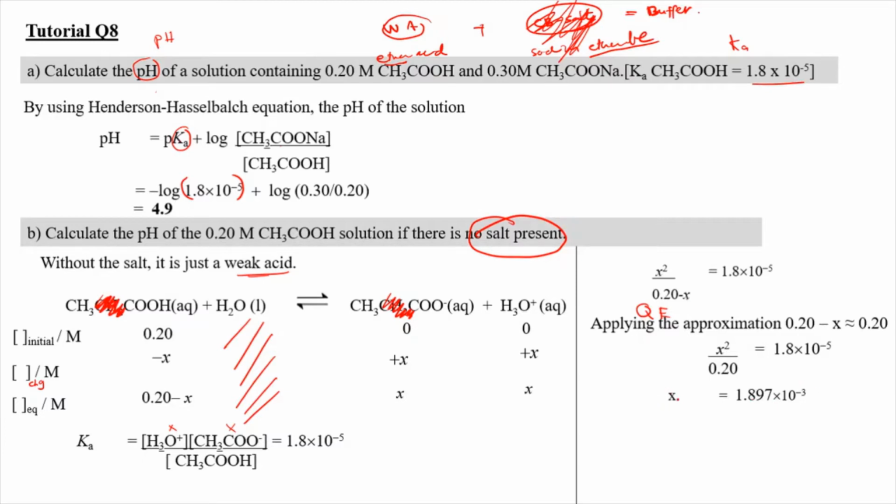And this x value here is going to be used in order to calculate the pH. So the pH is basically negative log of H+, in which your x here refers to the concentration of the H3O+, 1.897 times 10 to the power of negative 3. And then once you do the maths, you're going to get the pH to be 2.7. So the pH of the ethanoic acid, which is the weak acid, will be 2.7.